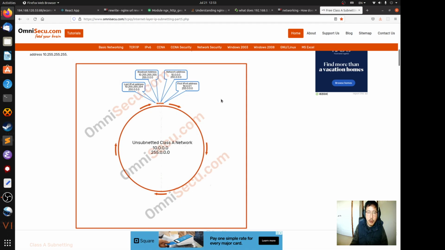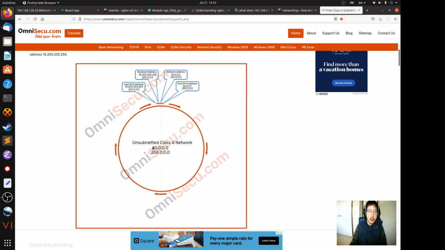For each network, you must have a network address and a broadcast address. The network address is the first IP in the network. The broadcast address is the last IP in the network, and you cannot use these two for a device inside the network. The usable IP addresses come after the network address and before the broadcast address.